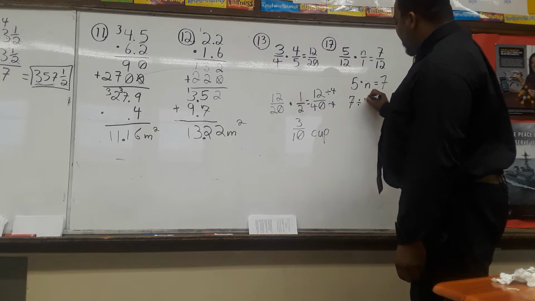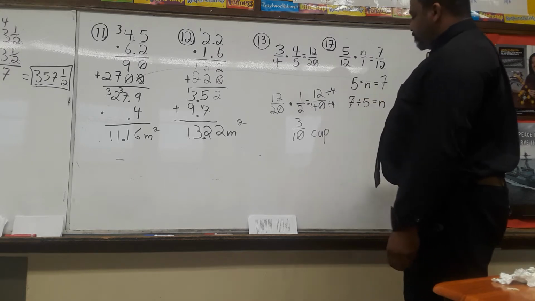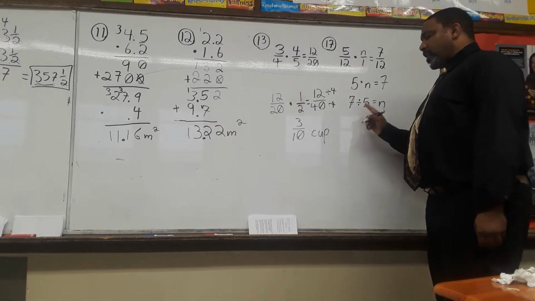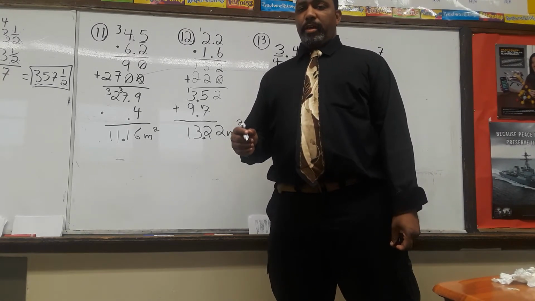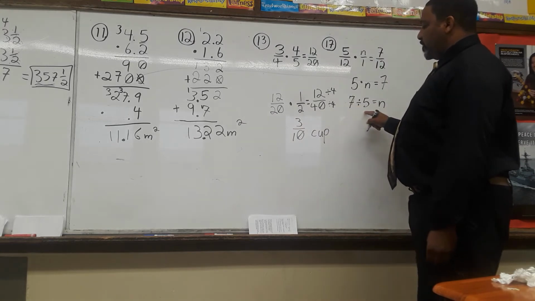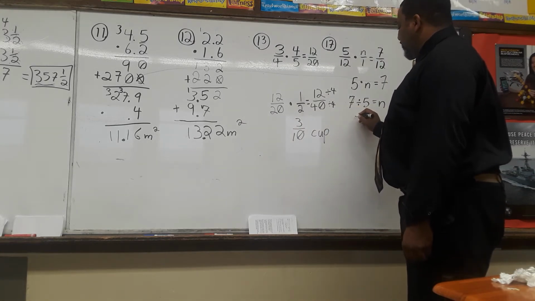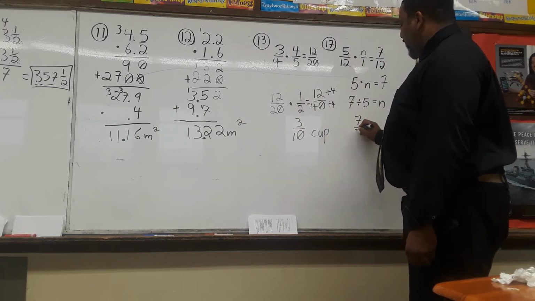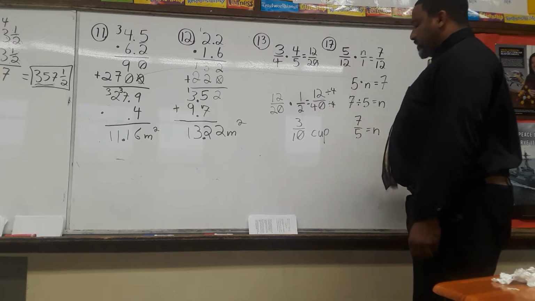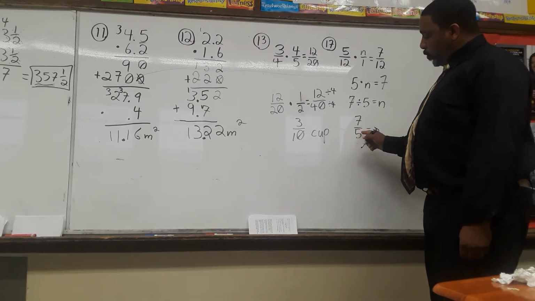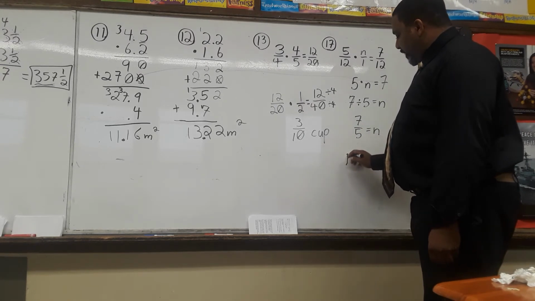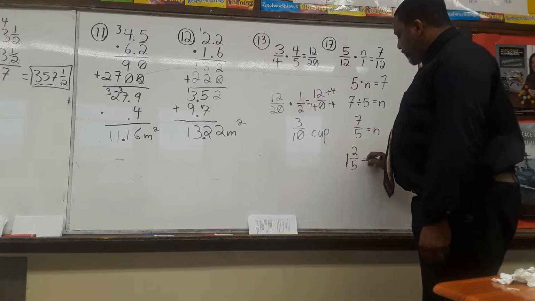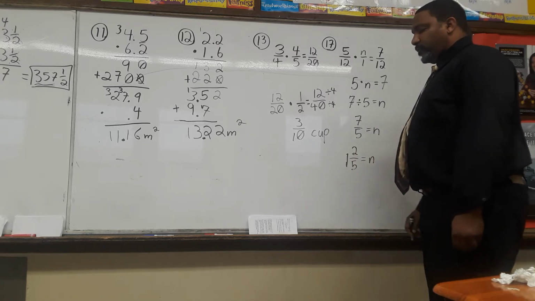7 divided by 5 gives us n. In another way, we know that our division sign and our fraction bar are the same thing. So another way of saying 7 divided by 5 is to simply say 7 over 5 equals n. That's an improper fraction. We pull 5 out of that 7 one time, and we're left with 1 2/5 equals the number we were looking for.